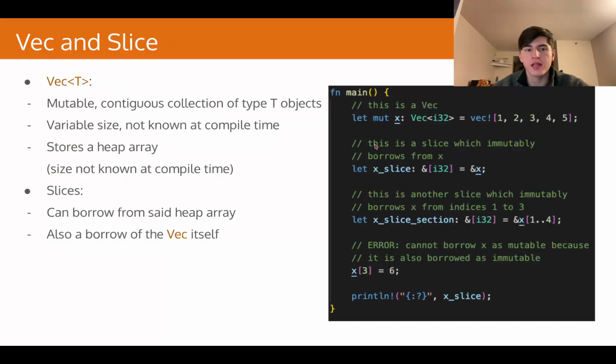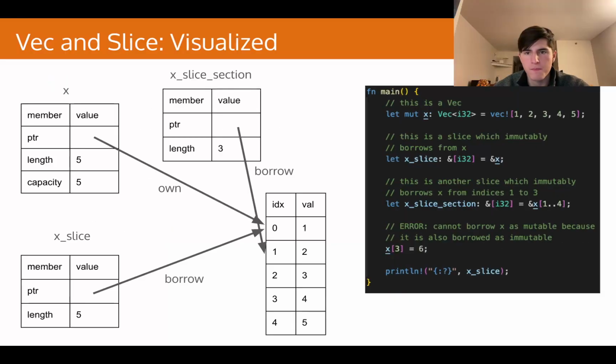So vectors and slices, they work very similarly. Slices can borrow from a vector just like they can borrow from an array, even though vectors are mutable and they can be variable sized. They're stored on the heap as opposed to the stack. The slice would work the same for the vector as it would for the array, since it's an immutable borrow.